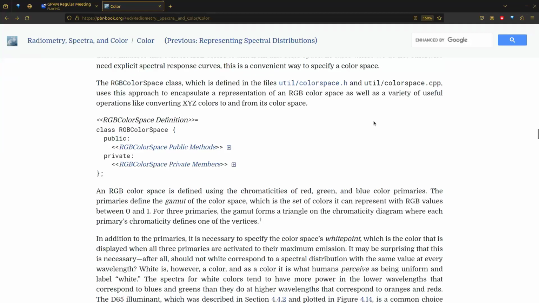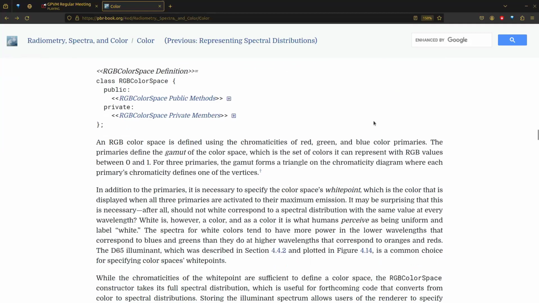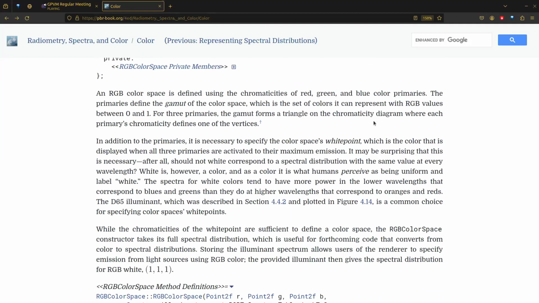So there's some conversion functions. An RGB color space is defined using chromaticities of red, green, and blue color primaries. Primaries define the gamut of the color space, which is the set of colors that it can represent with RGB values between 0 and 1. For 3 primaries, the gamut forms a triangle in the chromaticity diagram where each primary's chromaticity defines one of the vertices.